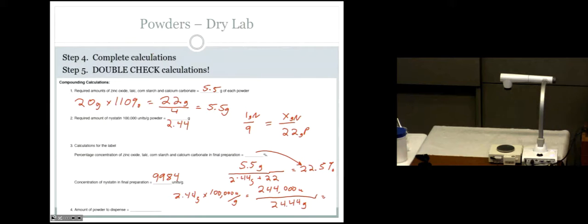I like this class. You got to pull out your calculators. I like calculations. All right.